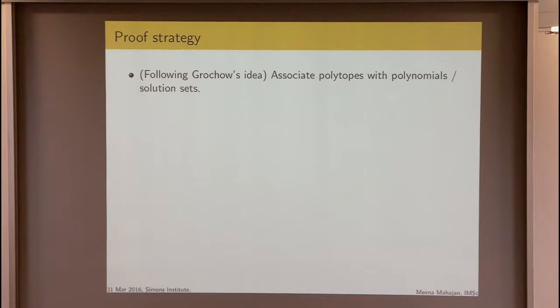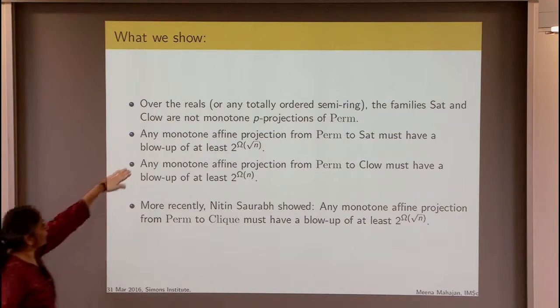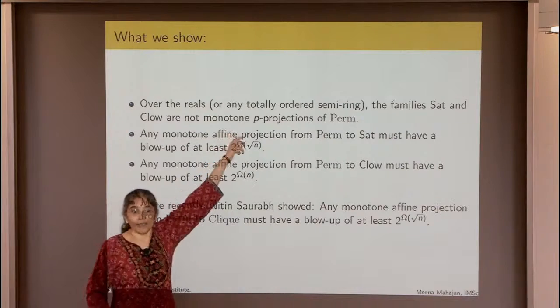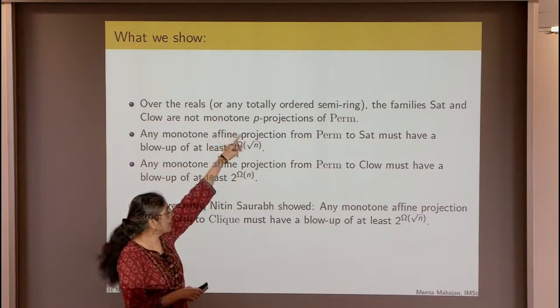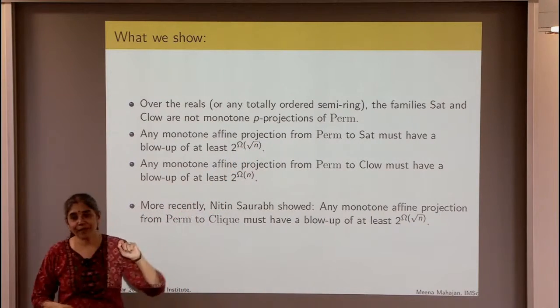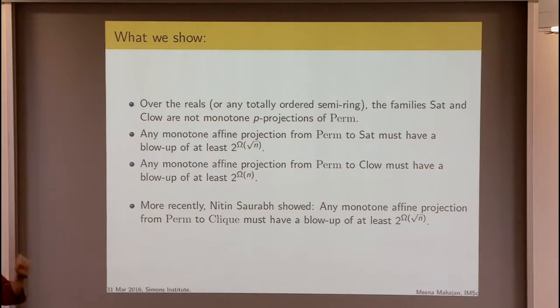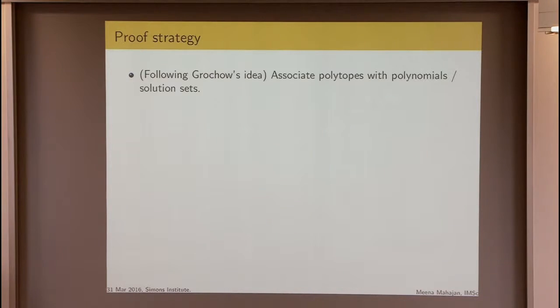So how do we prove these kinds of results? How do we prove that any monotone projection must blow up? Here, somebody asked earlier about affine versus variable. The statement goes through even for affine projections, provided in the affine combinations you don't use negative constants. So okay, how do we show this? Basically, we're using Grochow's idea, and then we pick up various results which are known in the literature.